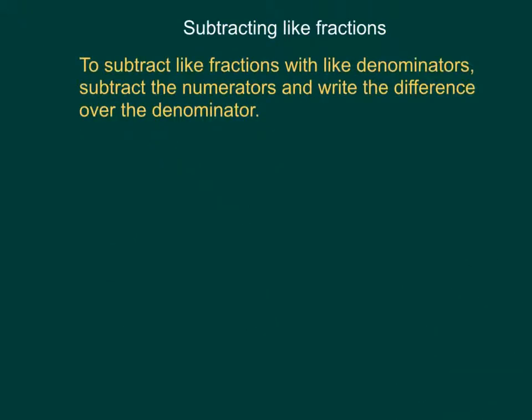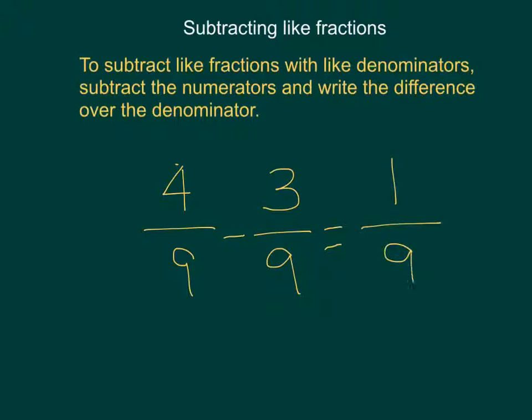Subtracting like fractions is very similar. To subtract like fractions with like denominators, you subtract the numerator and put the difference over the denominator. So for example, 4/9 minus 3/9, you have 4 minus the 3, which is 1, and then the denominator carries over to the 1/9.